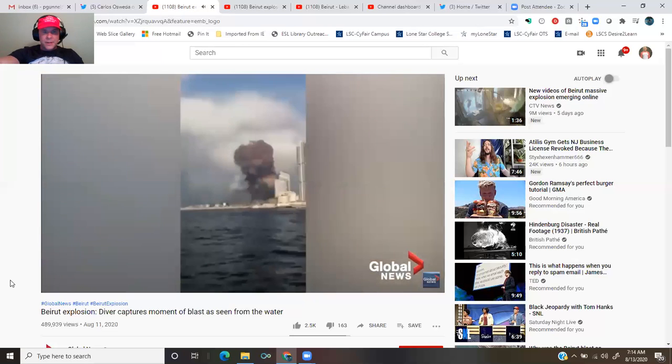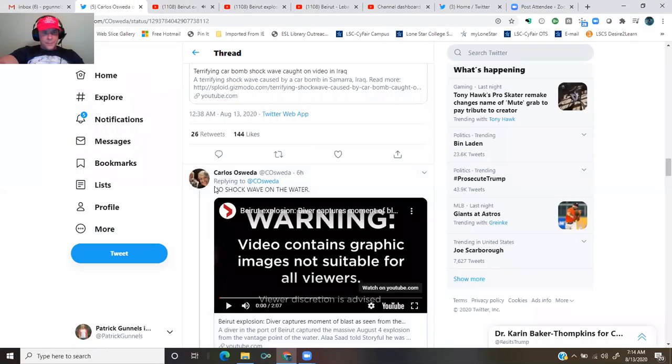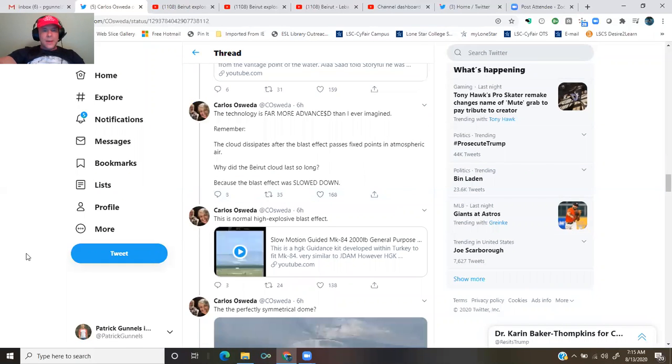Yeah, it completely dissipates before it gets to the water. That's odd. All right. The technology is far more advanced than I ever imagined. Remember, the cloud dissipates after the blast effect passes fixed points in atmospheric air. Why did the Beirut cloud last so long? Because the blast effect was slowed down.